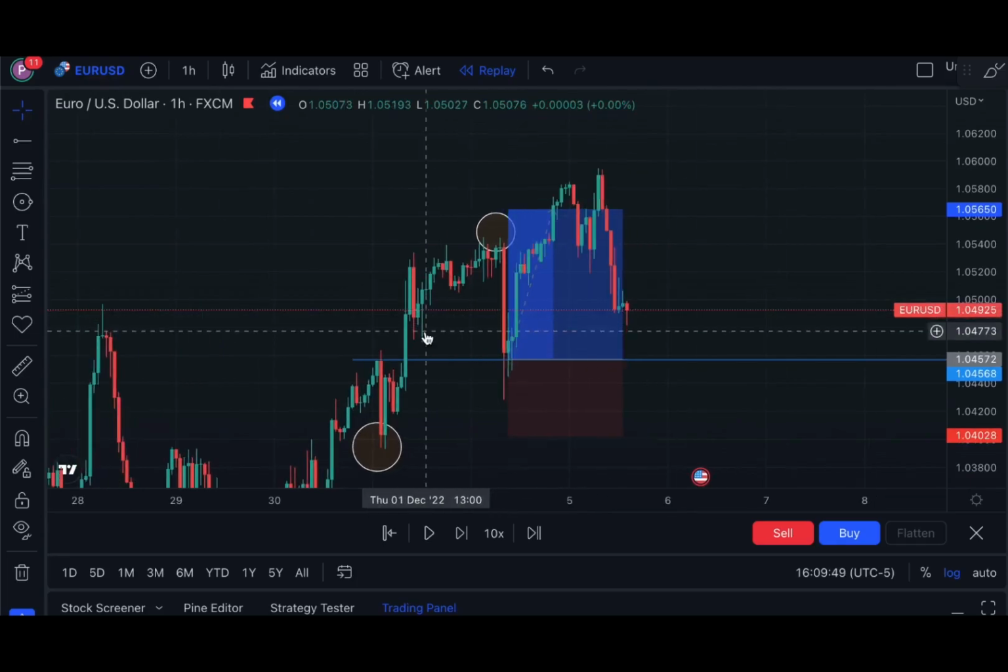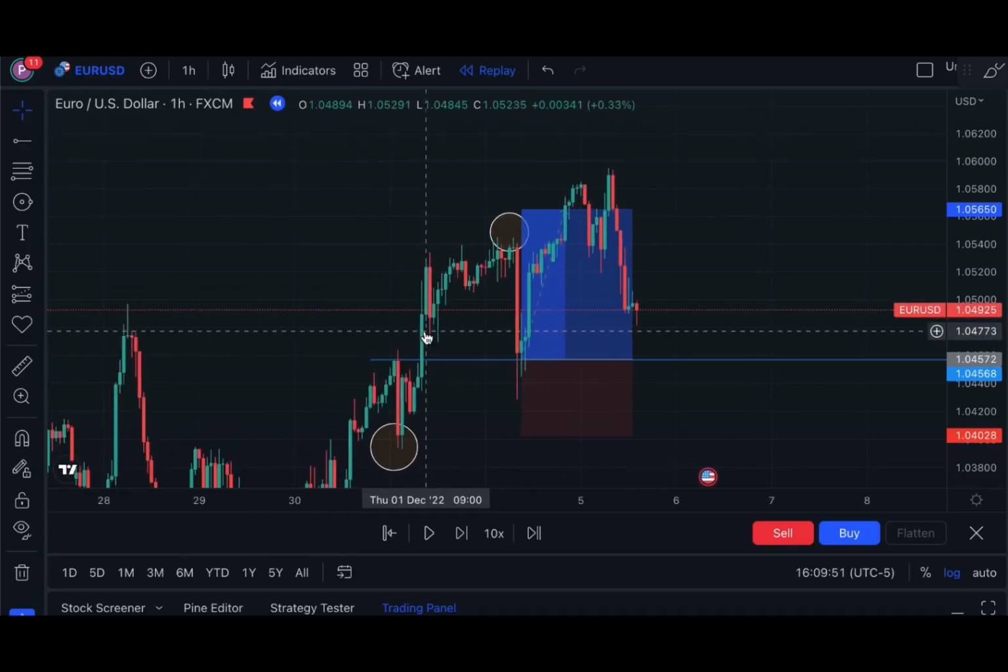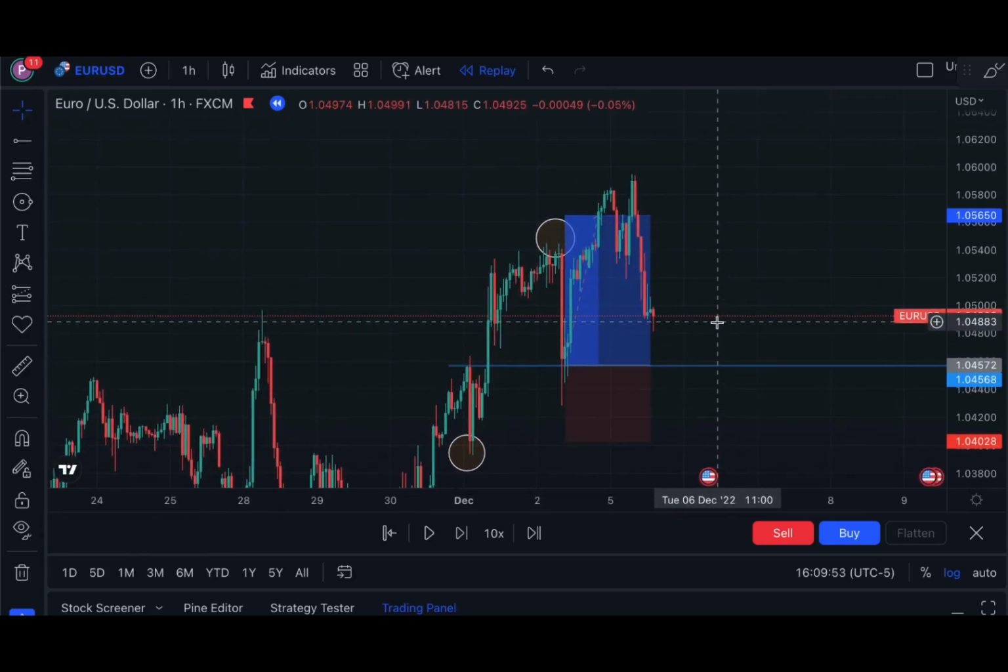Another example on how to use OTE. This concept is very, very simple. I don't think any of you guys should be confused, but if you are, you can always message me about it, or you can just look up retracement levels on Google. It's basically the same idea.